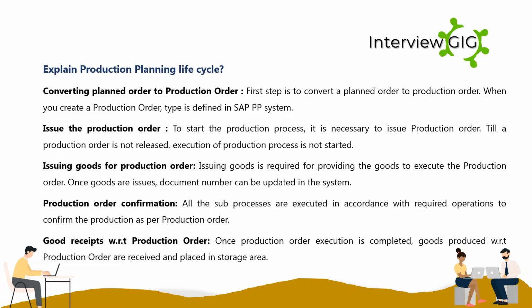Issuing goods for production order. Issuing goods is required for providing the goods to execute the production order. Once goods are issued, the document number can be updated in the system. Production order confirmation. All the sub-processes are executed in accordance with required operations to confirm the production as per the production order. Goods receipts with respect to the production order. Once production order execution is completed, goods produced with respect to the production order are received and placed in the storage area.